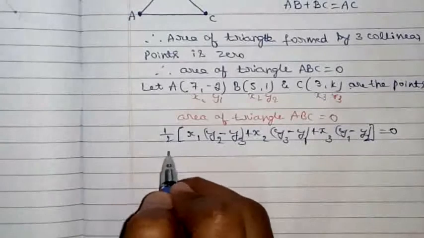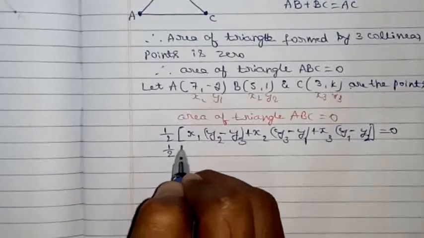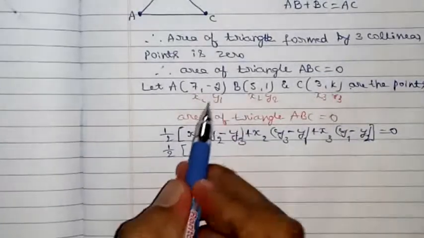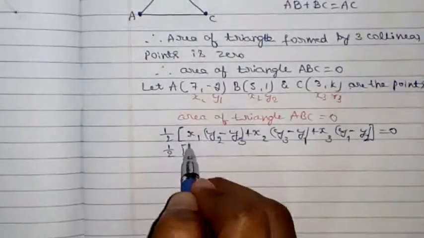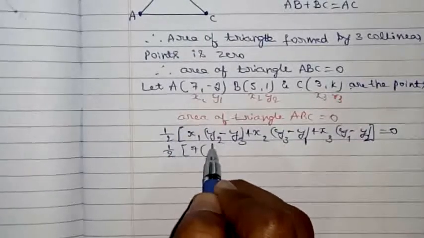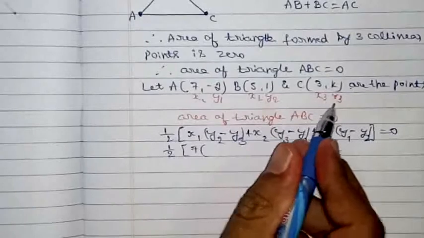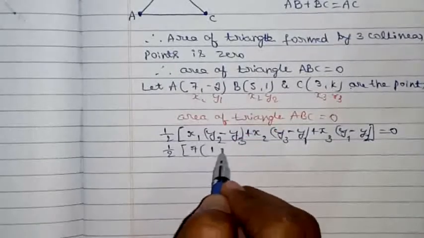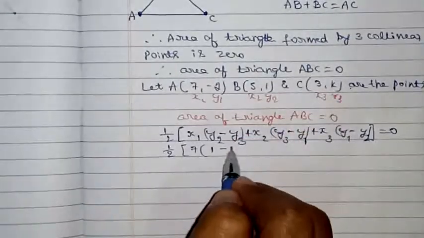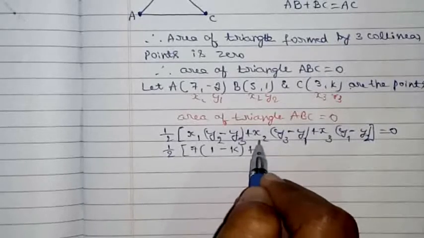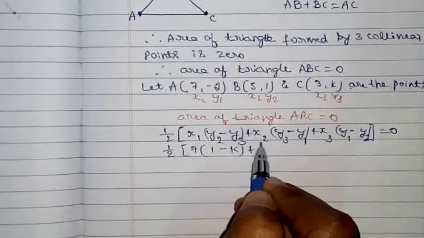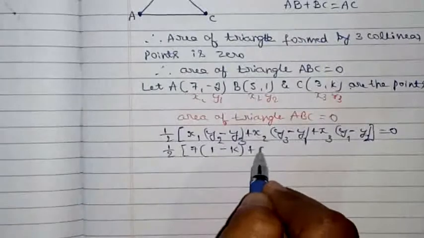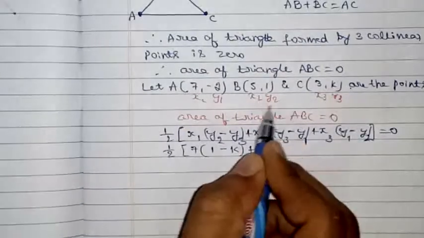So half into x1. Now what is the value of x1? x1 is nothing but 7, into y2. y2 is 1 minus y3. y3 is k, plus x2. x2 is how much, children? x2 here is 5, into y3.